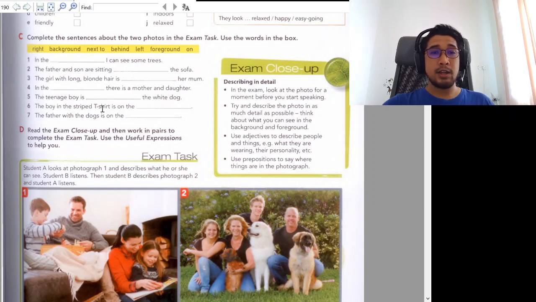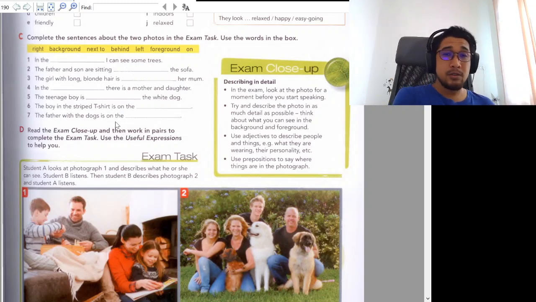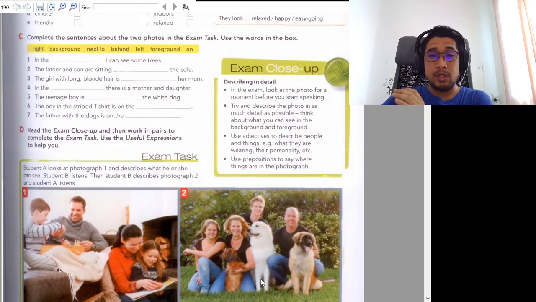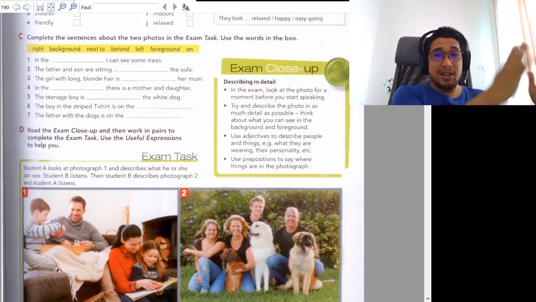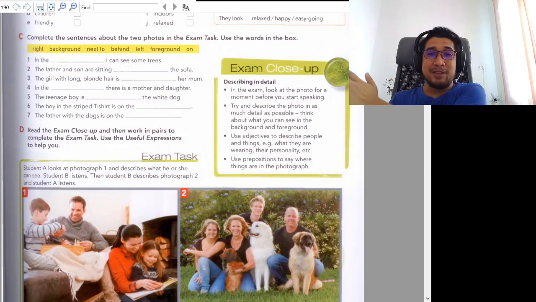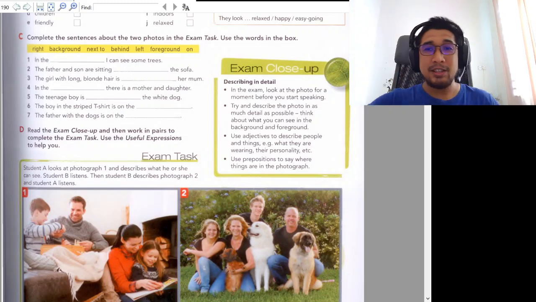And 6. The boy in the striped t-shirt. Baju belang-belang. Which picture? Number 1 here is on the left. On the left. The father with the dogs is on the right. Okay, so in English, that's how you say di sebelah kiri, di sebelah kanan. You say on the left, on the right. Wait, does that look right in the picture? On the left? No, that's on the right. Okay, on the right, on the left. Okay, sebelah kiri, sebelah kanan.